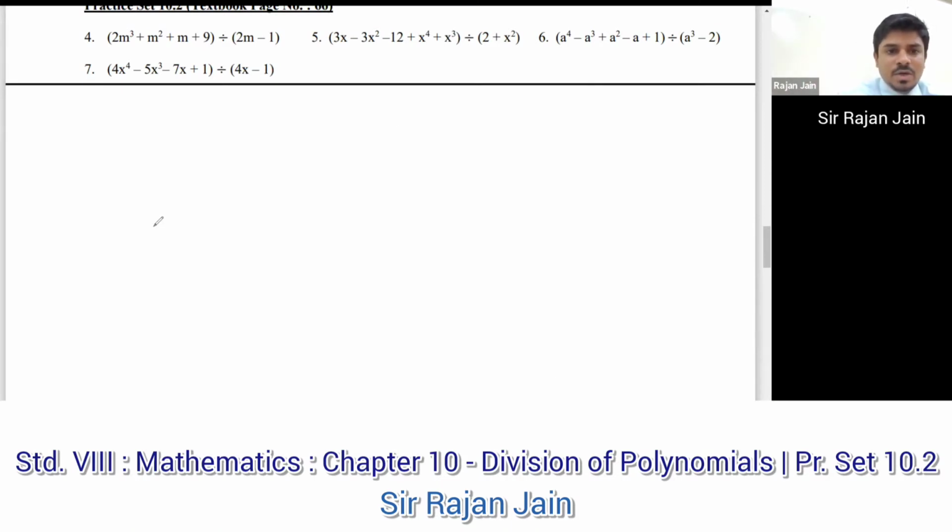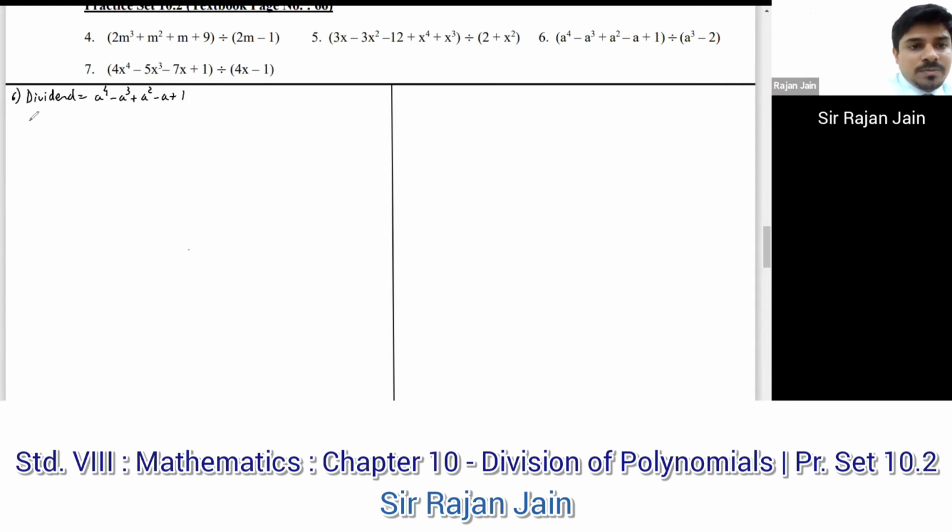Okay, let me draw few margins over here. These are the two sections in which we will do question number 6 and 7 respectively. Question number 6, your dividend is a raised to 4 minus a cube plus a square minus a plus 1. Okay, you need to check whether your dividend is in standard form or not. Yes, it is in standard form 4, 3, 2, 1, 0. There are no missing terms also involved.